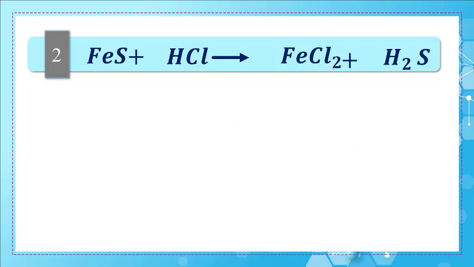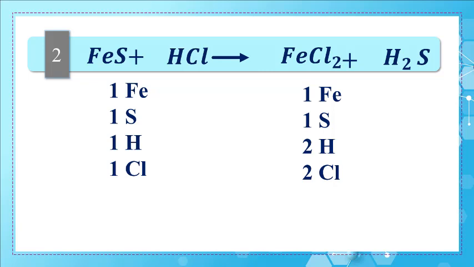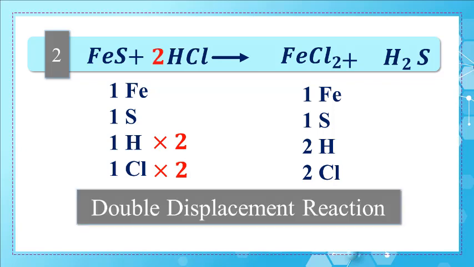The second equation is FeS plus HCl gives FeCl2 plus H2S. In the reactants we have one iron atom, one sulfur atom, one hydrogen atom, and one chlorine atom. In the products we have one iron atom, one sulfur atom, two hydrogen atoms, and two chlorine atoms. To make the equation balanced, we should multiply HCl by 2. The type of this chemical reaction is double displacement reaction.